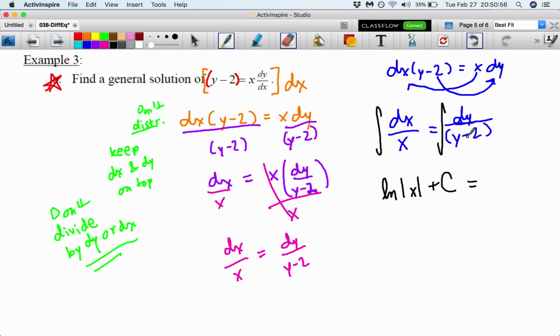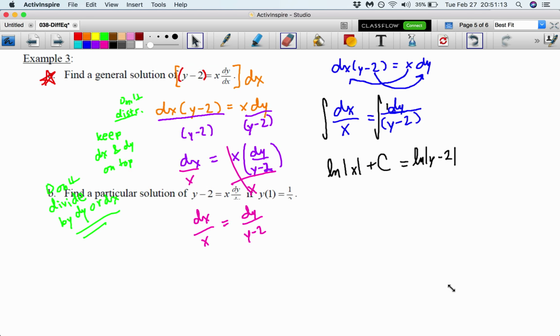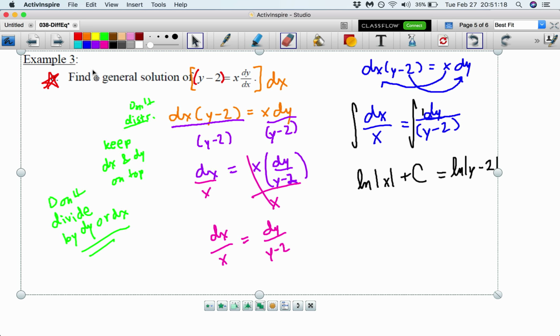The derivative of y minus 2 is 1, so that's the hook off. That's just natural log absolute value y minus 2. Did you remember both absolute values? Did you try the problem out? Good if you did, bad if you didn't. Shrinky shrinky, oh look at that. Seeing how the sausage is made.